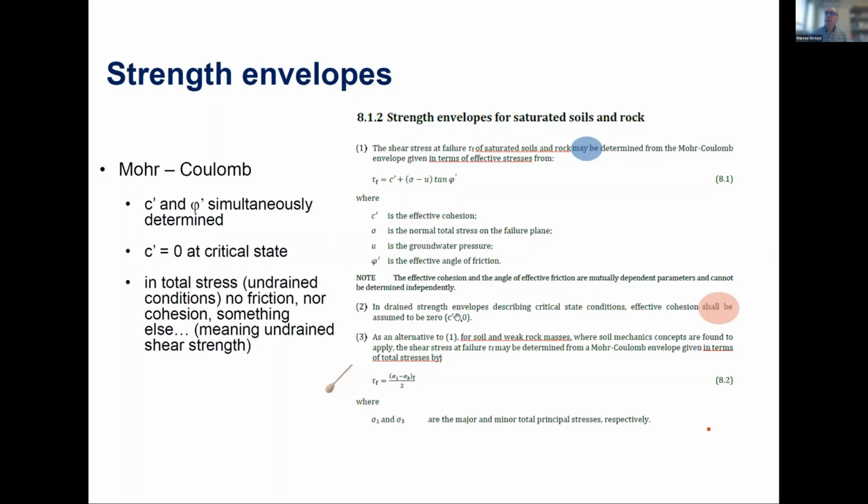And also there is this interesting bit, which is enforced, about if you're going to use critical state conditions, then there is no cohesion there. In total stress, there is what I think is a complicated definition, but this thing here is essentially undrained shear strength. So this is my spoon to remind you of what it is really talking about.